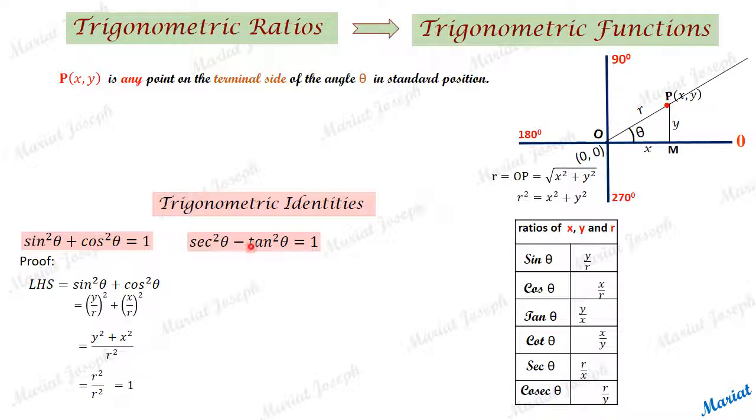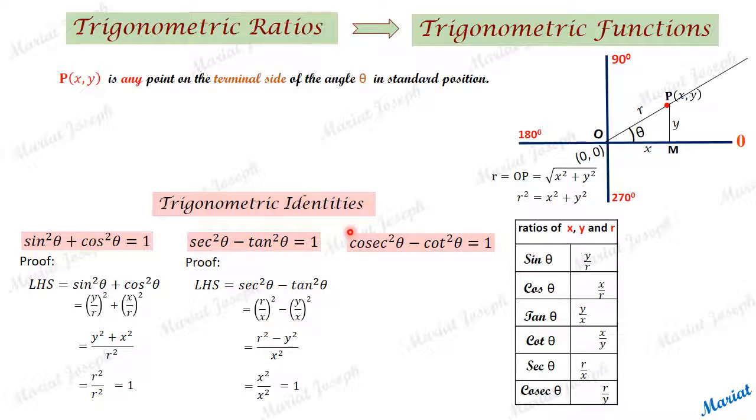Next identity is sec square theta minus tan square theta is 1. Again, let us use sec theta and tan theta as r by x and y by x on the left hand side. R by x whole square minus y by x whole square gives me x square in the denominator, r square minus y square. Now what is r square minus y square? Go to the same equation. R square minus y square is x square. So the numerator is replaced, x square upon x square is 1. Yes, the second identity also is true.